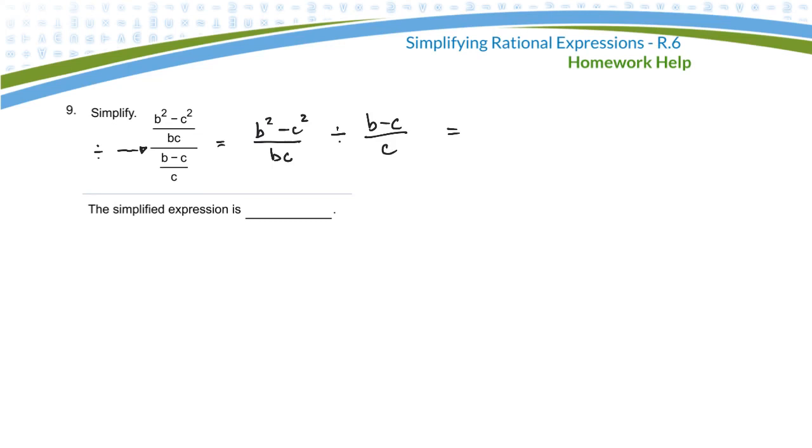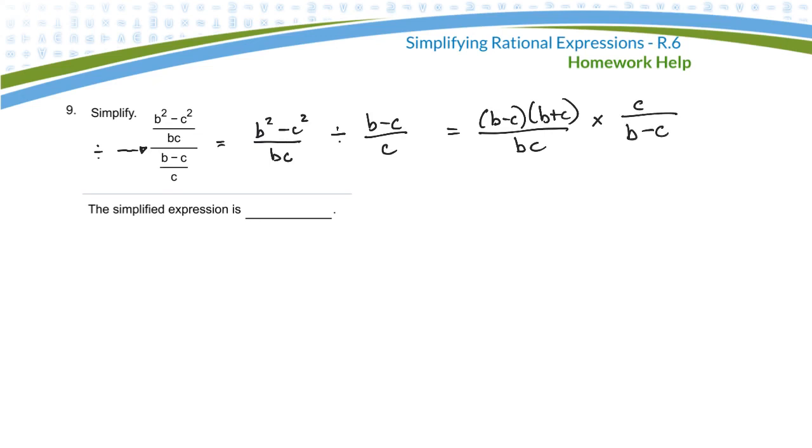Now, this is a dividing fraction, so change the divide to multiply and invert the second fraction. b squared minus c squared, I'm just going to factor that because I see that that's a difference of squares, over bc. Now this changes to a times, and the c will go on the top, and the b minus c goes on the bottom.